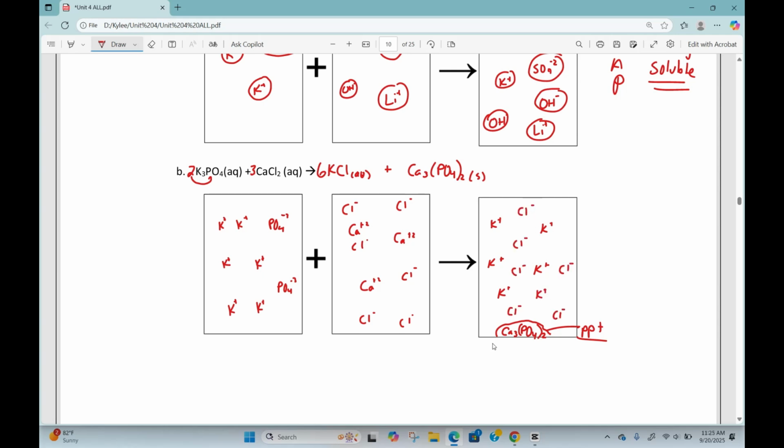All right, guys, I know this was a little bit longer of a video, but it is super important. Particle diagrams show up in almost every unit, and this was just a little introduction to it, and I hope you find it helpful.